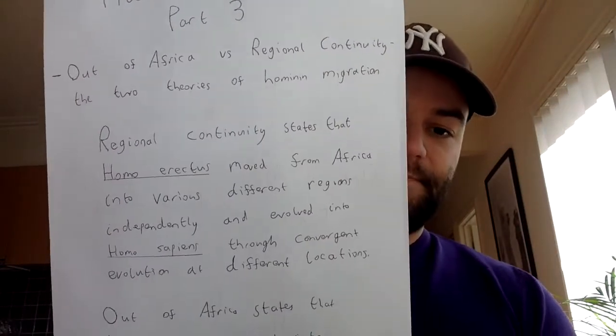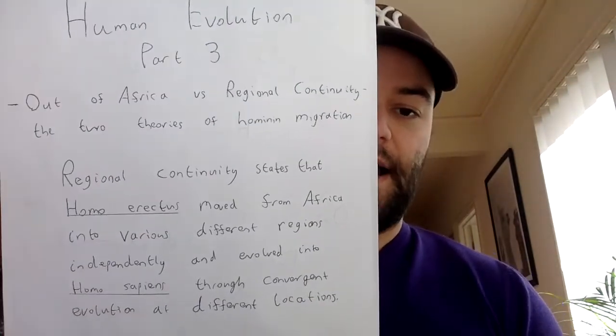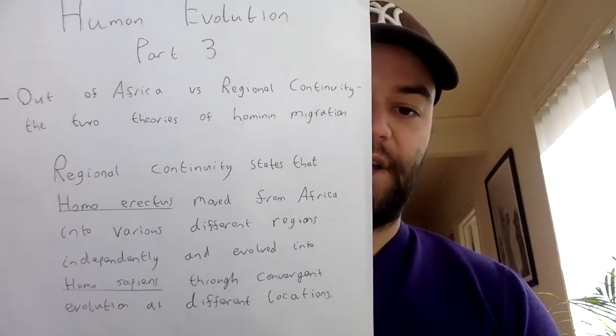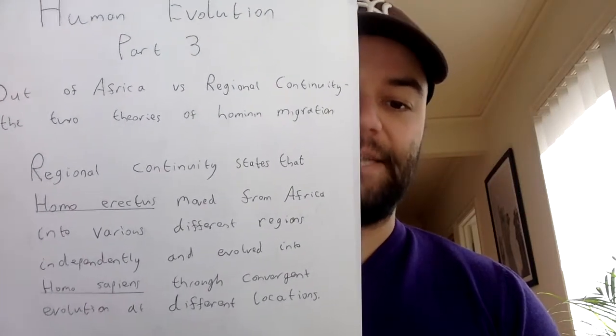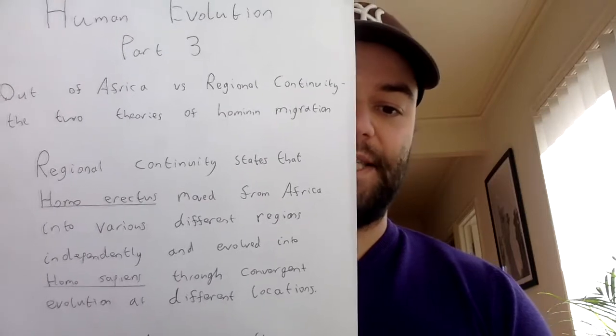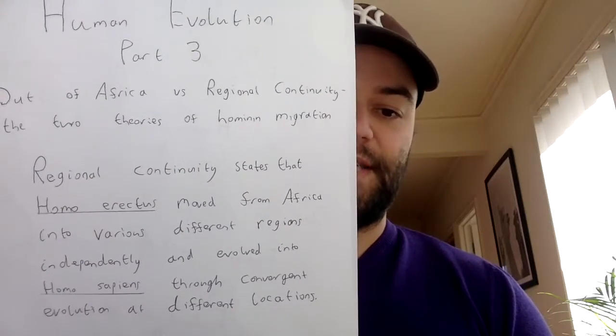Now, both of these rely on the fact that Homo sapiens evolved from Homo erectus, and we also know that Homo erectus definitely originated in Africa from studying the fossil record. Now, the regional continuity hypothesis states that Homo erectus moved from Africa into various different regions of the world, and in those regions they independently evolved into Homo sapiens, basically through convergent evolution.